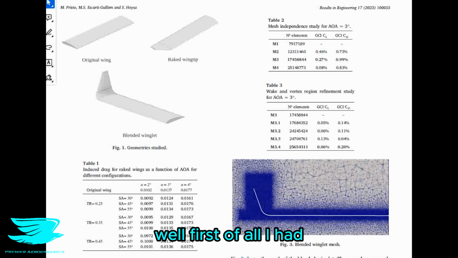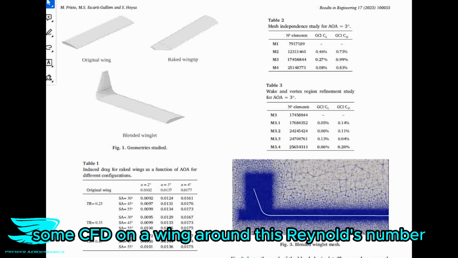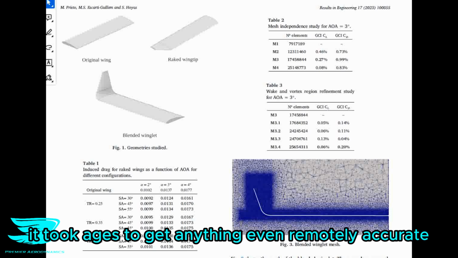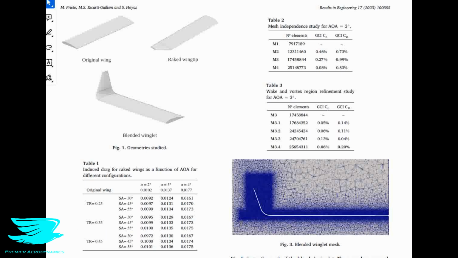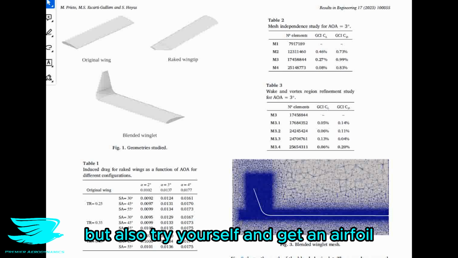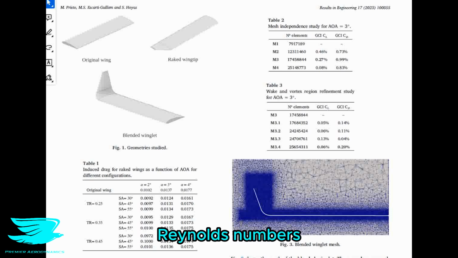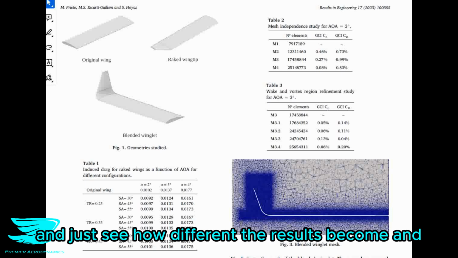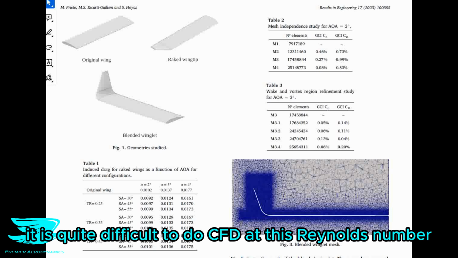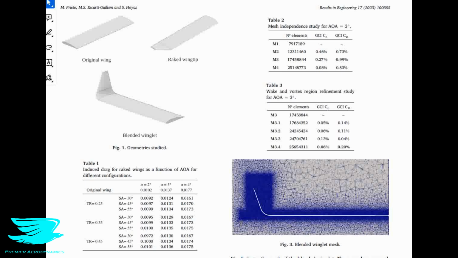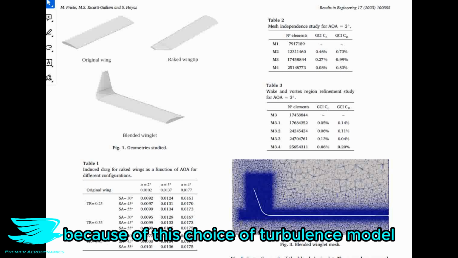And if you don't believe me, well, first of all, I had the fortune or misfortune, however you look at it, of having to do some CFD on wings around this Reynolds number during my PhD with URANS, and that wasn't fun. It took ages to get anything even remotely accurate. But also, try it yourself: get an airfoil, then run it with these conditions, but at laminar, transitional, and turbulent Reynolds numbers, and just see how different the results become and compare them to literature. It is quite difficult to do CFD at this Reynolds number, and the Spalart-Allmaras turbulence model is not really adequate, generally speaking. So I think that the CFD suffered because of this choice of turbulence model.